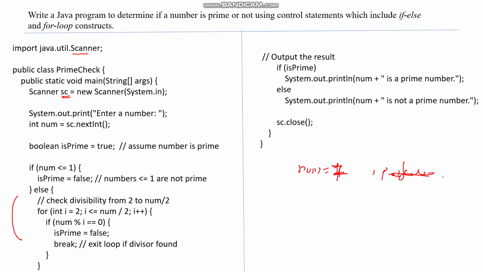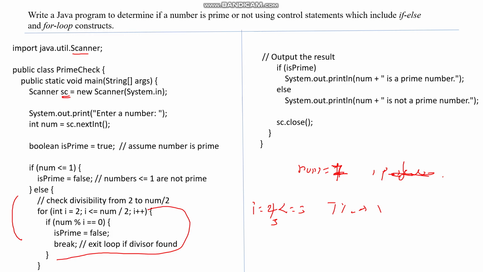For int i = 2, initially the i value is 2, i less than or equal to num / 2. What is the num value? 7. 7 / 2 becomes 3 here. 2 is less than or equal to 3, the condition is true. Whenever the condition is true, the body is executed. If number % i, 7 % 2, what is it? 7 % 2 value is 1. 1 equals 0 is false. This will not be executed. After that, increment the i value. Now the i value becomes 3. 3 is less than or equal to 3.